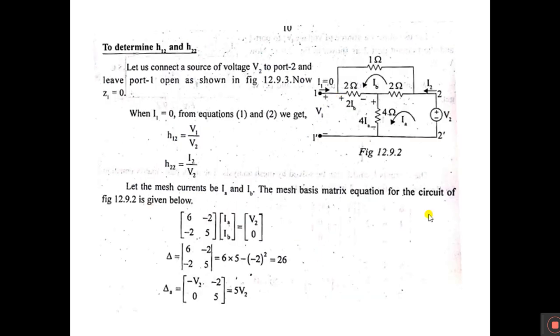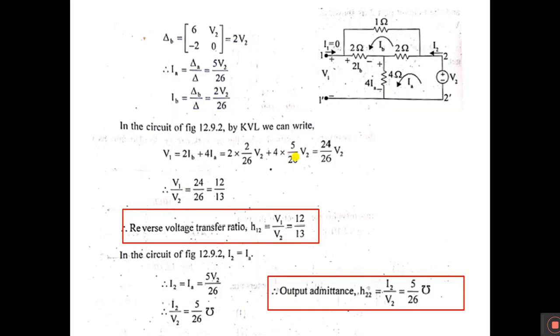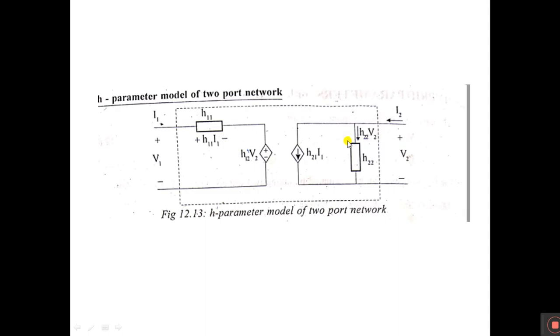Right? This is a general procedure. Without using this method, using method 2, try whether you are getting the same answer or not, because this method takes a long time to process. Use method 2. Right? This is the H parameter model. Maybe 2 more questions they may ask.